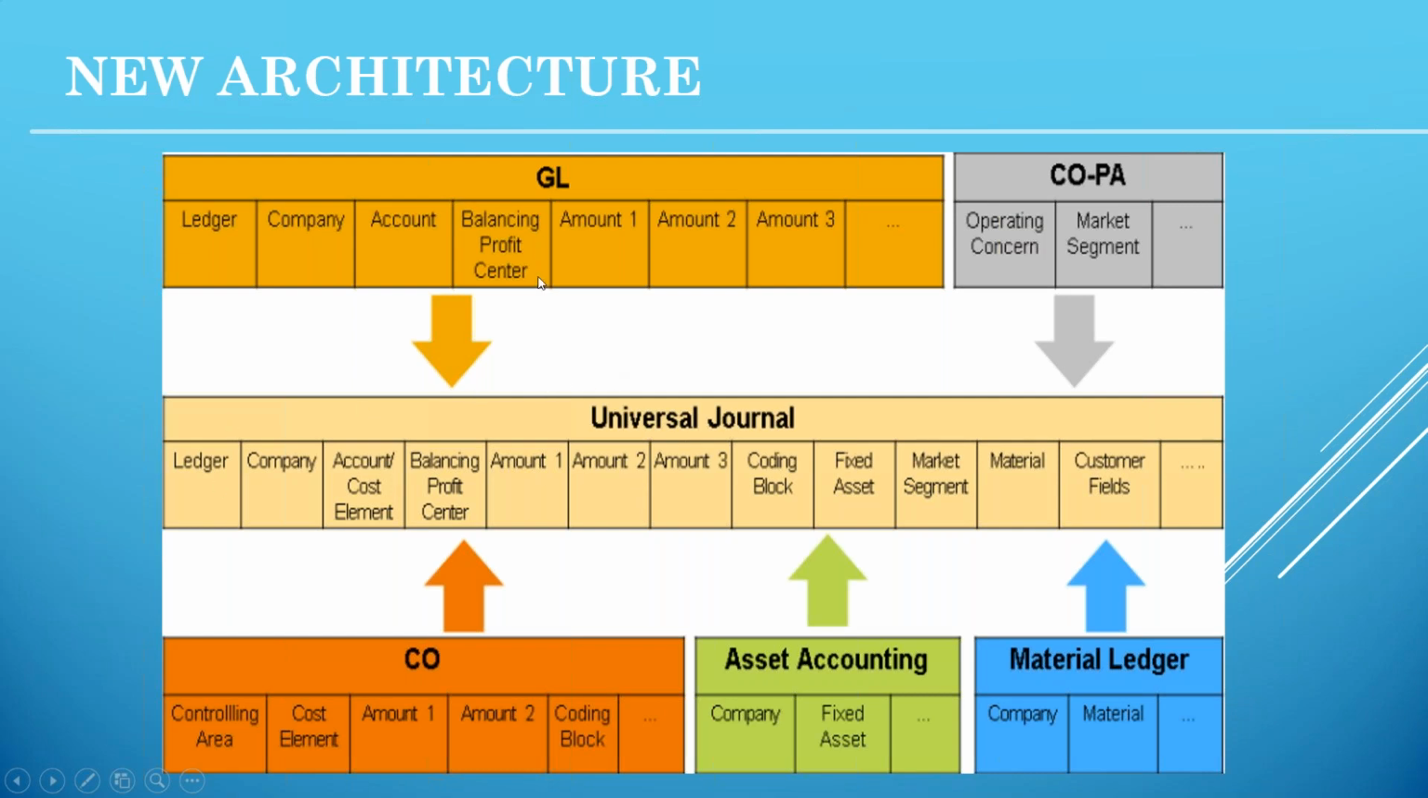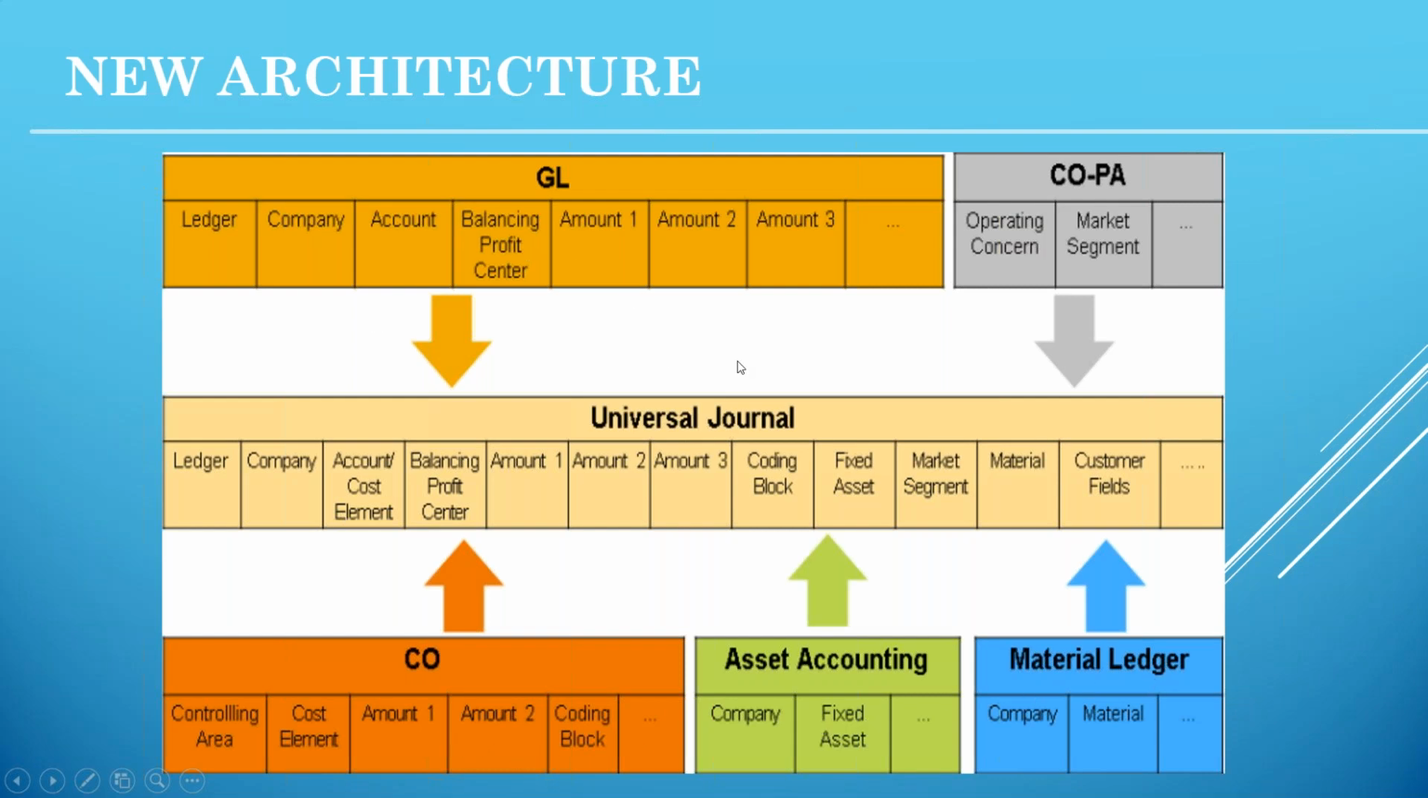It has the details of the general ledger. It has the details of COPA. It has the details of the material ledger for material valuation purposes. It has the details of asset accounting, and of controlling as well. So all the details which in ECC were stored in different tables are now stored entirely in one table, the universal journal. Think about the case when you have these many tables in ECC: GL, COPA, material ledger, asset accounting, and controlling.